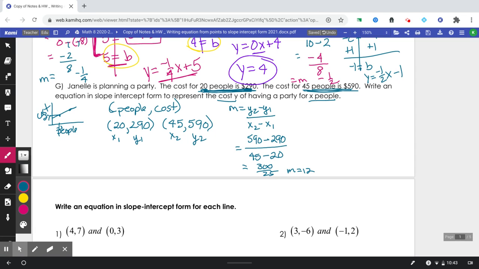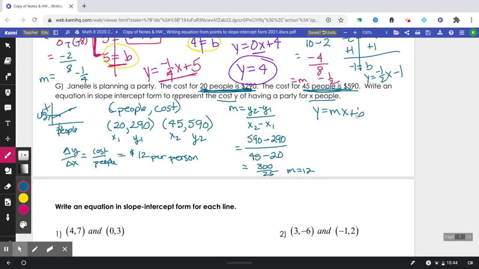Okay, now what does that mean? Remember, you're comparing y to x. So what we just found, we were comparing the cost to people. So what we just calculated was that it's going to cost $12 per person. Okay? All right, so that's our slope. That's the rate that it will be. The next thing we have to do is find the y-intercept.